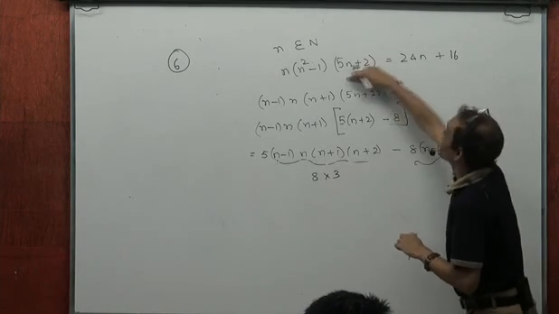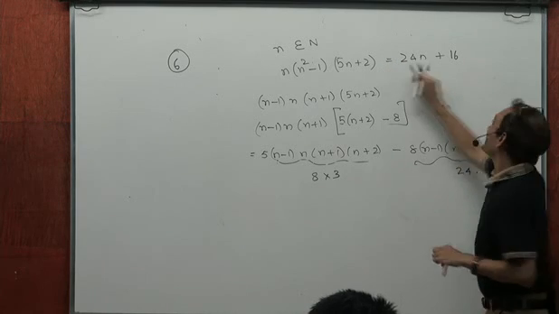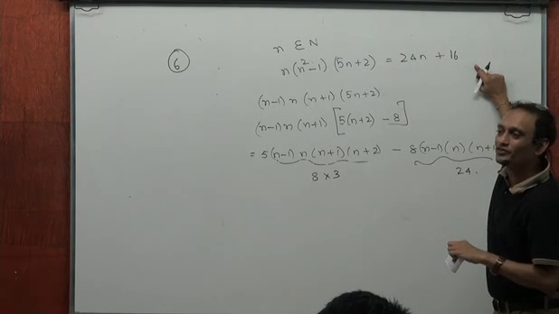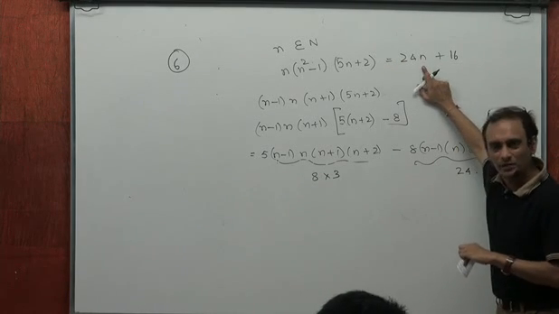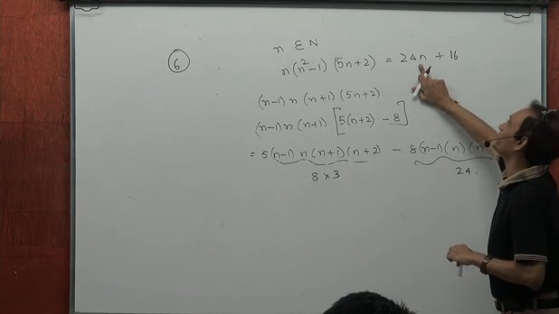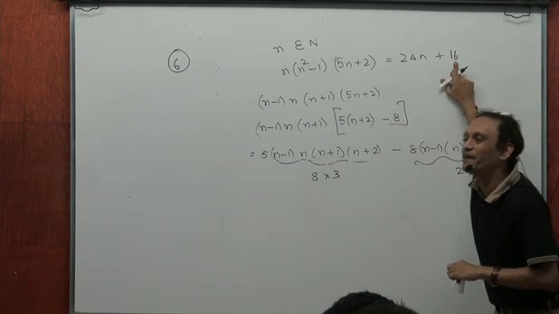So the left hand side is a multiple of 24. Is the right hand side a multiple of 24? The right hand side is not divisible by 24. If you divide the right hand side by 24, you get 16 as the remainder.